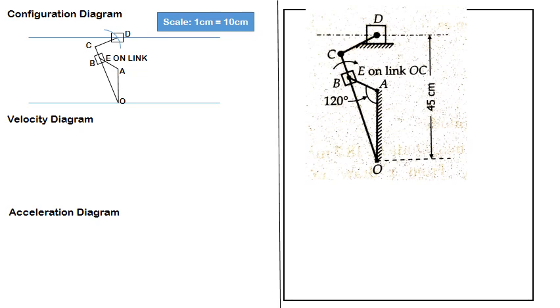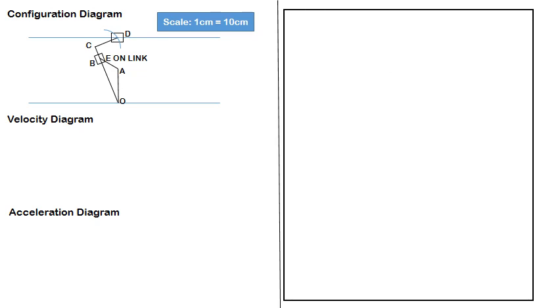So let us proceed. Now I need to draw the velocity diagram, and for that what I have is the speed of link AB only. The speed of link AB is given as 60 rpm, and we already know how to convert that into angular velocity. This is the formula 2 pi n upon 60.